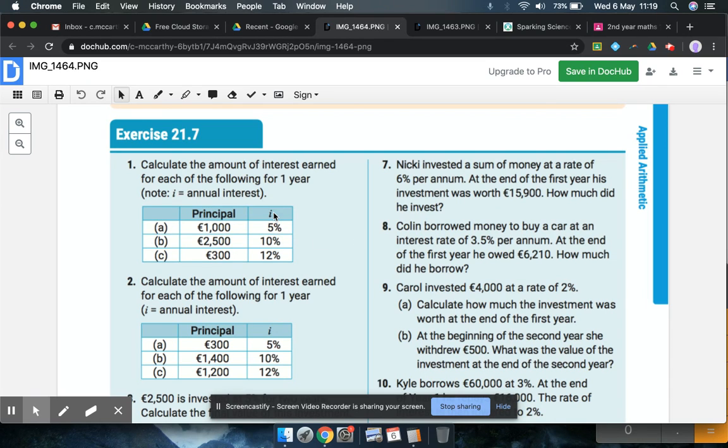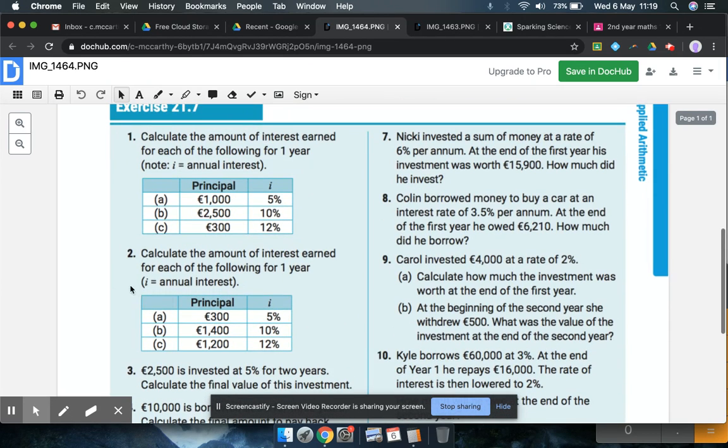But you have to be able to work out the amount of money that you would earn in each of these scenarios in front of us. So I'm going to go through a few questions with you. I'm going to go through questions 1 and 3, and then you'll have a go at a few more for tomorrow. So we're told here to calculate the amount of interest earned for each of the following for 1 year, and we're talking about annual interest.